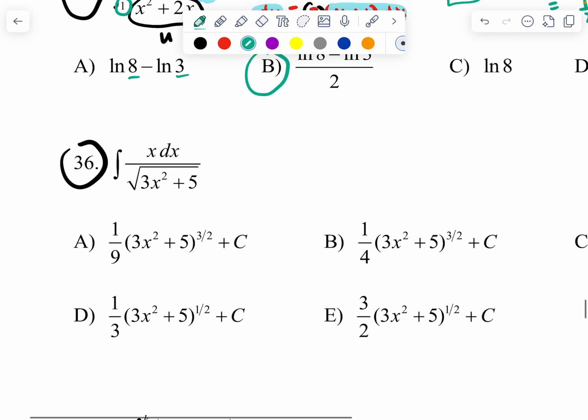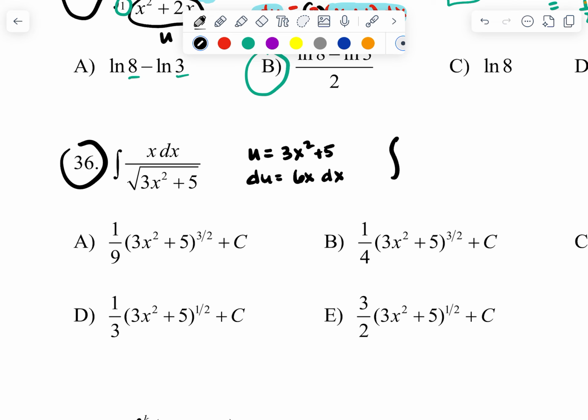Let's do a u sub on this guy. So what do you think your u is going to be? I think it's that 3x squared plus 5, the disgusting thing inside the square root. Okay, your du is going to be 6x dx. Ooh, no boundaries. That makes life a little bit easier.